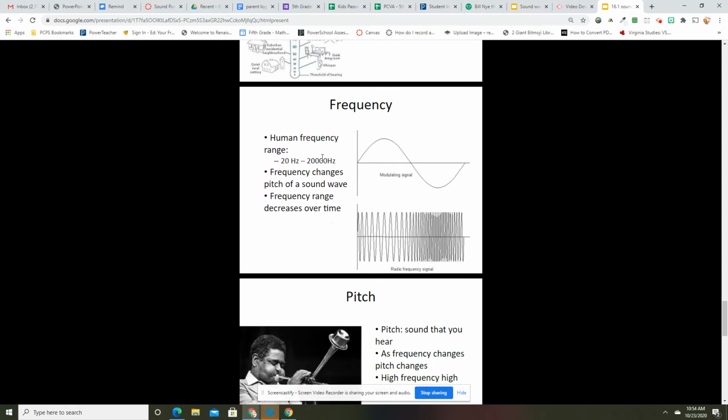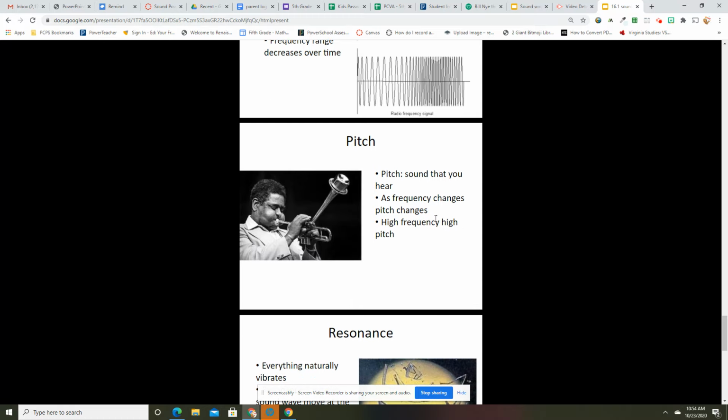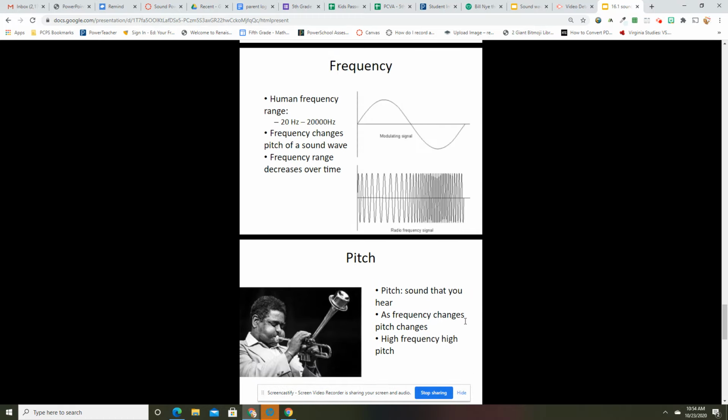All right, frequency. This is a low frequency, because see how the wavelengths are pretty far apart, but this is high frequency, okay? The wavelengths are very close together. And that has something to do with the pitch. So high frequency, high pitch. This is high frequency, high pitch. And this would be low pitch because it's very low. So that's the difference. High pitch, high frequency. Low pitch, low frequency.